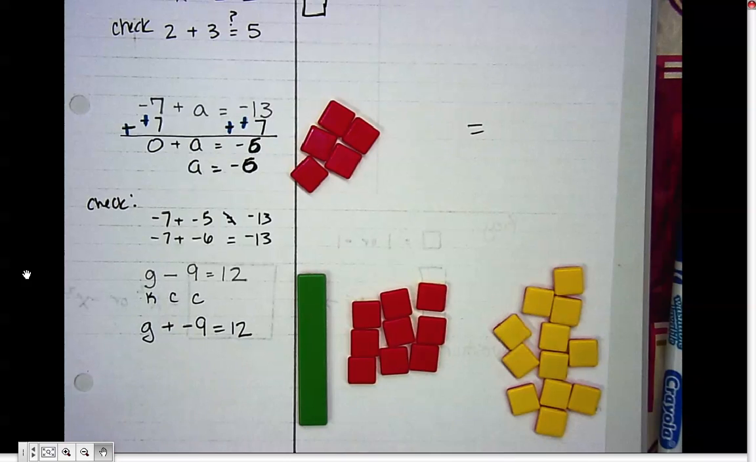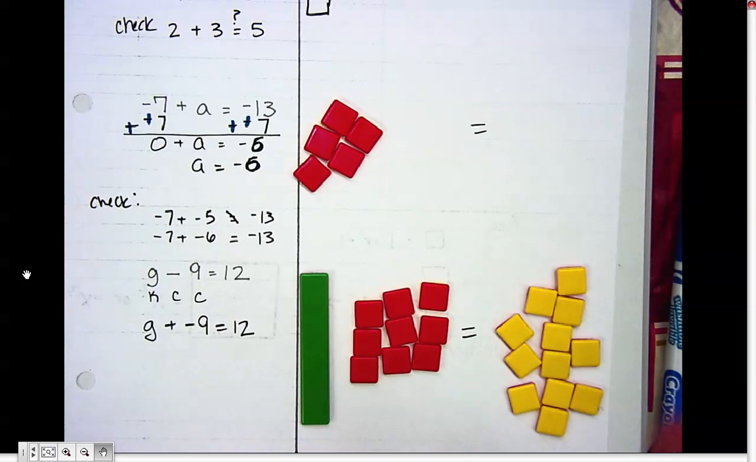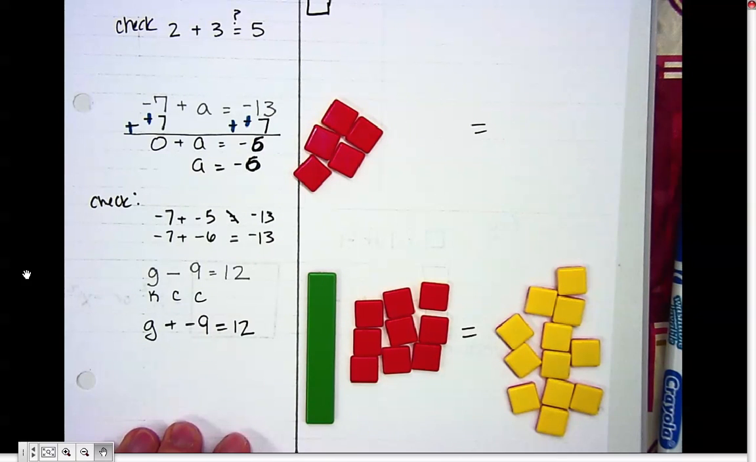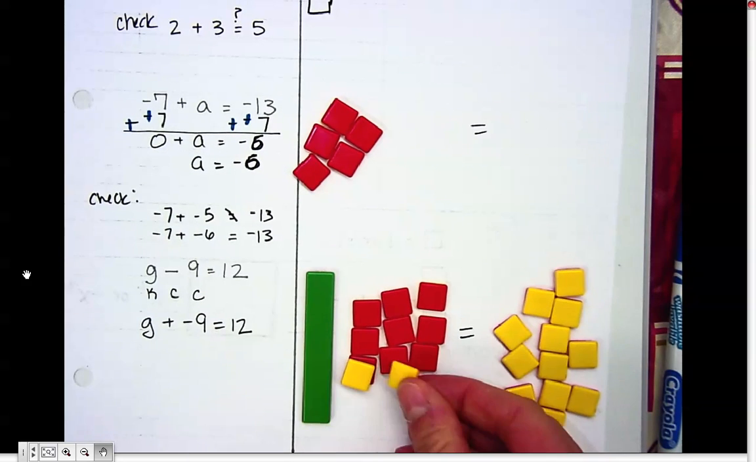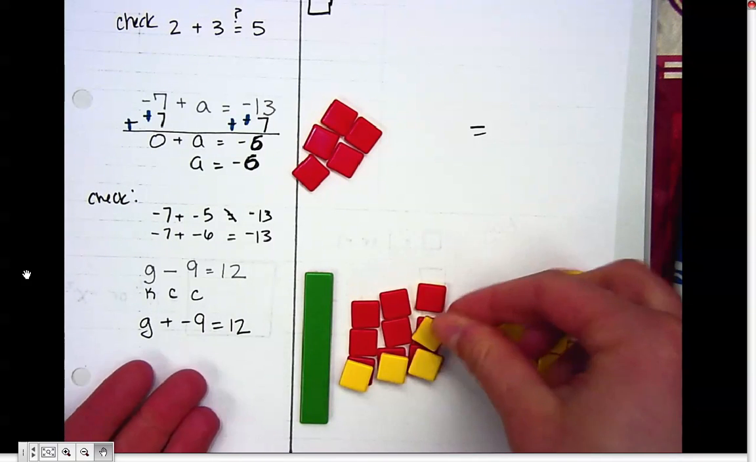All right, well, now this is a little bit more confusing because I see that I don't have the same color. In the previous problems, I had the same color on both sides, so it was easy to just take things away. Now I have different colors. My goal still remains the same. I still need to get my x value by itself. So how am I going to get rid of negative 9? Well, the only way to get rid of negative 9 is to add positive 9 because I need to make those 0 pairs. So here's a situation where I have to use my 0 pairs. So I'm going to make my 0 pairs.